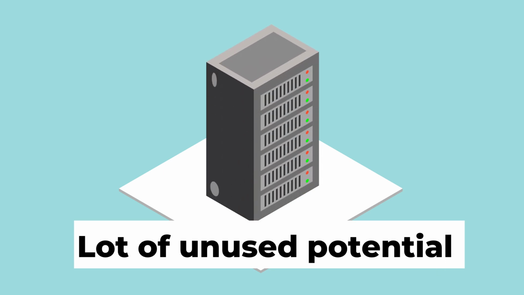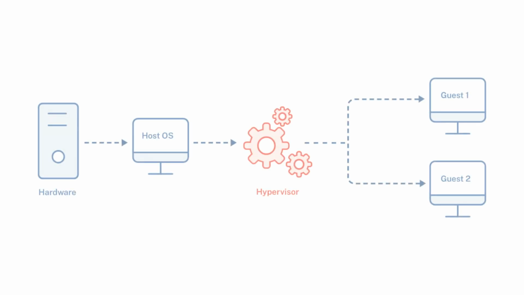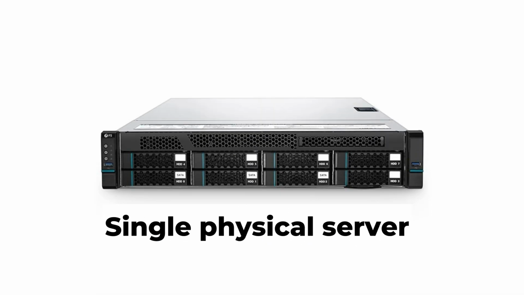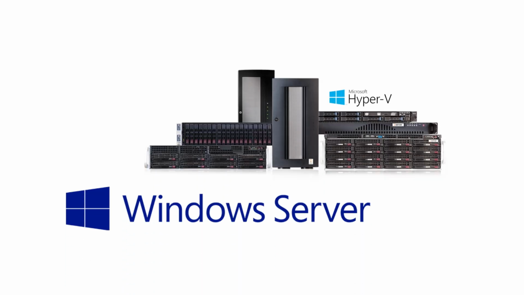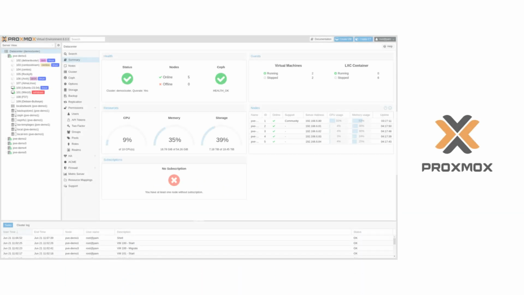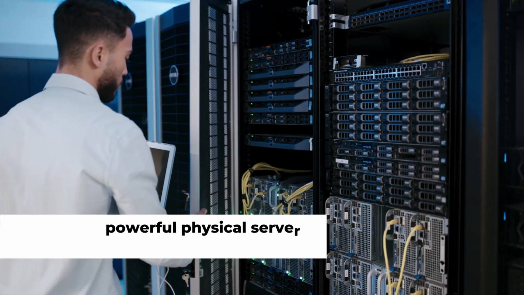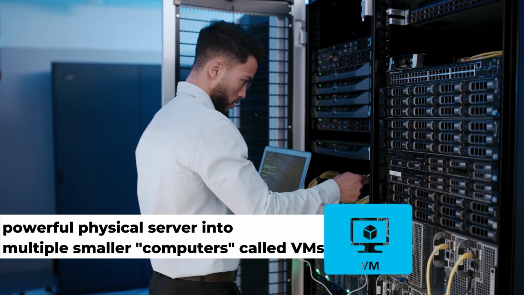But as hardware became more powerful, people realized there was a lot of unused potential in those machines. To solve this, we introduced a technology called hypervisors, a system that allows us to run multiple virtual machines, VMs, on a single physical server. Hypervisors like VMware ESXi, Windows Server Hyper-V, Proxmox, and Citrix XenServer made it possible to split a powerful physical server into multiple smaller computers called VMs.